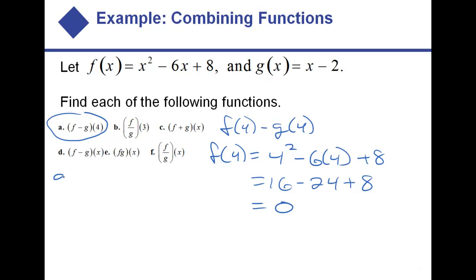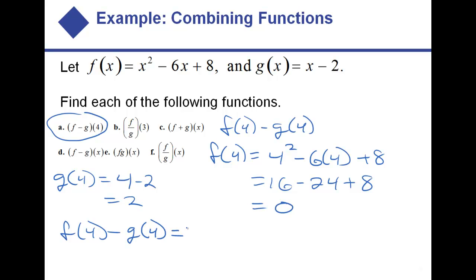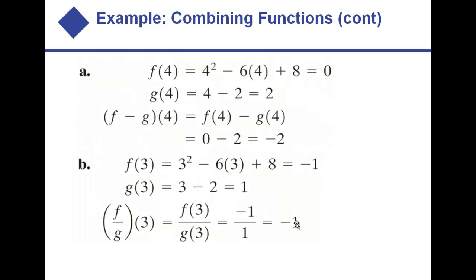And then g of 4 is just 4 minus 2, or 2. So f of 4 minus g of 4 is simply 0 minus 2, or negative 2. It's just that simple. Don't overthink it. Here it is written out all nice and pretty for you.